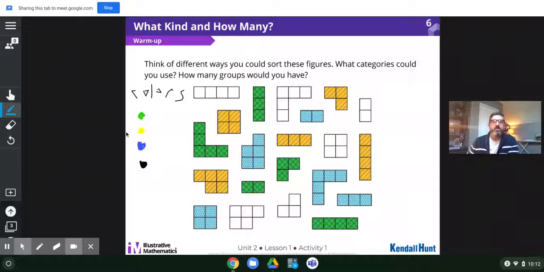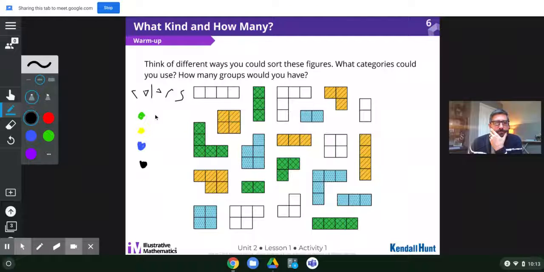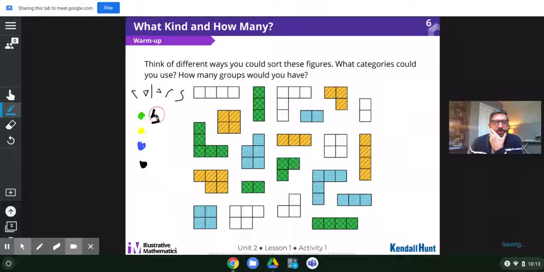So how many green shapes do we have? 5, that's right. What about yellow? 5, that's right. What about blue? 4, 5. 1, 2, 3, 4, 5, yep. And then what about the white color? 6. 6, correct. All right, so you see what we did there?